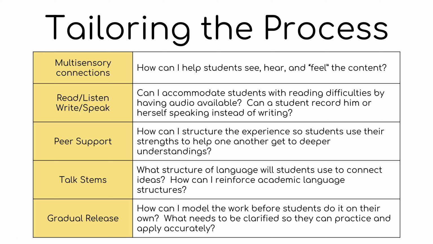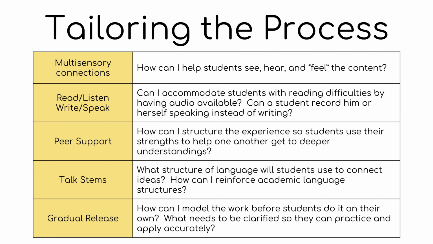The learning thus far has been pretty dense, so I'm hoping that this table can help clarify how you can tailor the process for learning. Using multisensory approaches to instruction, helping students see, hear, and feel the content, is a way to differentiate the process of learning. In addition, providing audio for students who have difficulties reading, or allowing students to speak and record themselves instead of writing, are ways to differentiate the process.